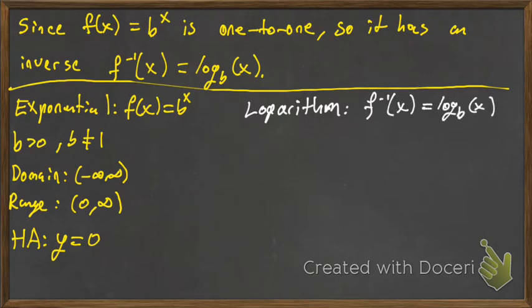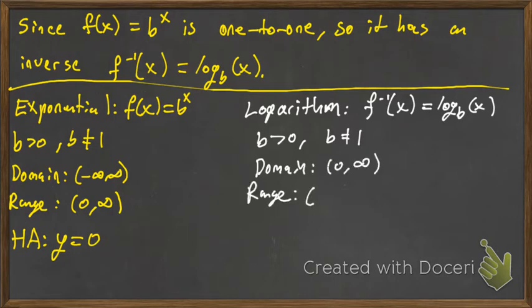And if you remember, to get from your original function to the inverse, you switch the x and y. So the base is still going to be the same. Now the domain and range are going to be switched because your inputs and outputs are switched. So now your domain is the range of the exponential, which is 0 to infinity, and the range is the domain of the exponential, which is all real numbers. And in keeping with the theme of switching x and y, the vertical asymptote will now be x equals 0.